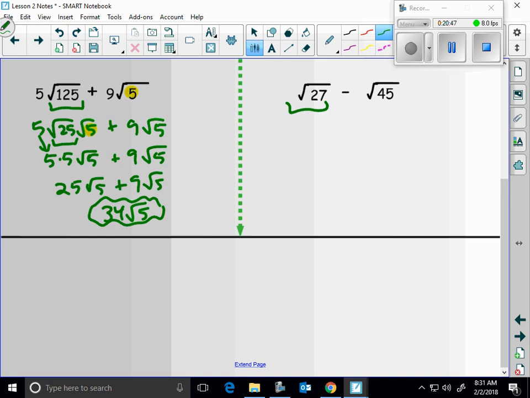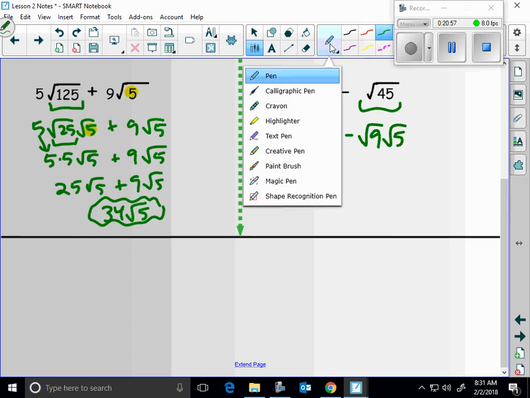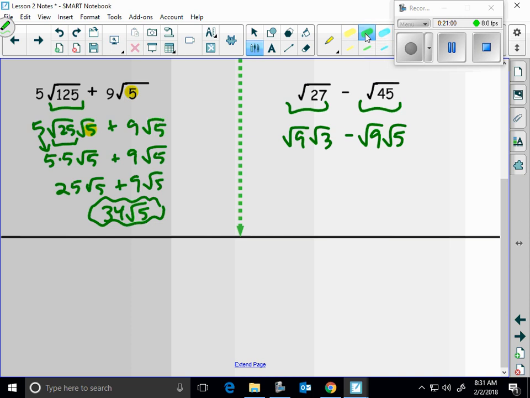Are these two compatible? Obviously not. Will they be when I simplify it? I don't know. Let's see. Square root of 9, square root of 5. Move on, buddy. Just move on. Right? It's not going to happen.